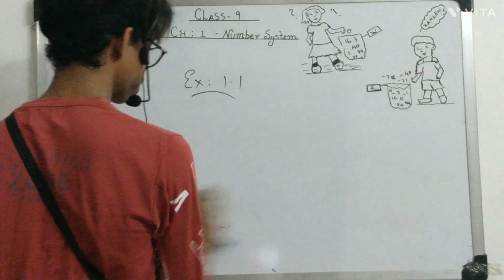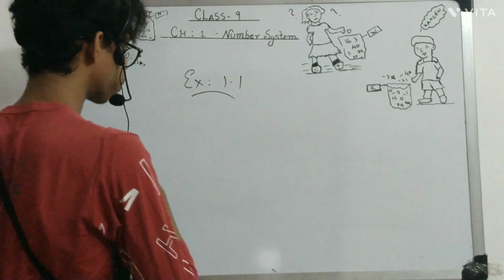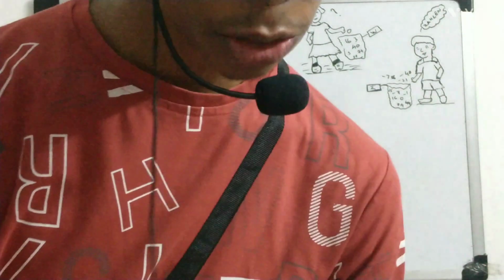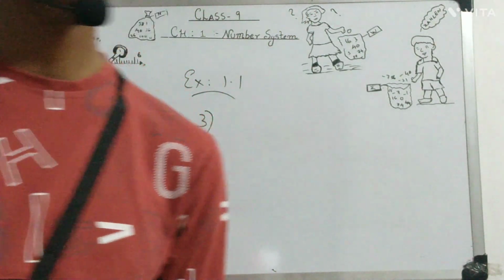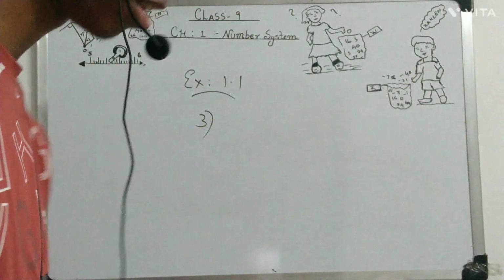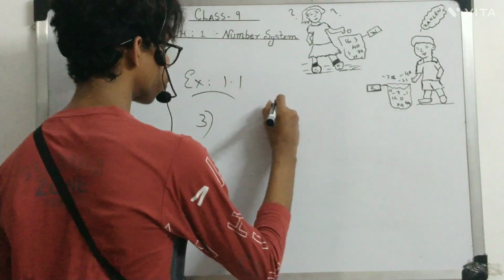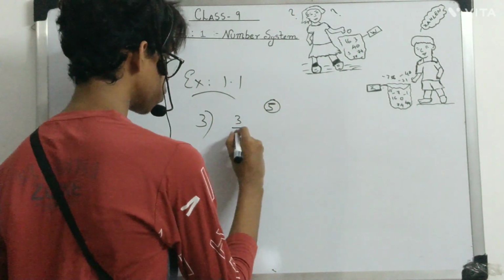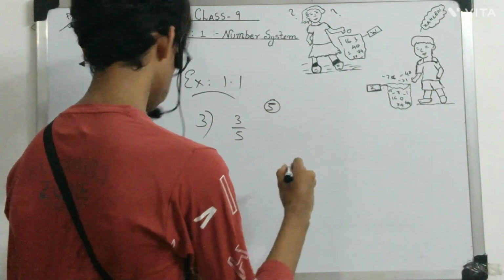Let us move on to our third question. Our third question is find 5 rational numbers between 3 by 5 and 4 by 5. That is our next question. We have to find 5 rational numbers between 3 by 5 and 4 by 5.